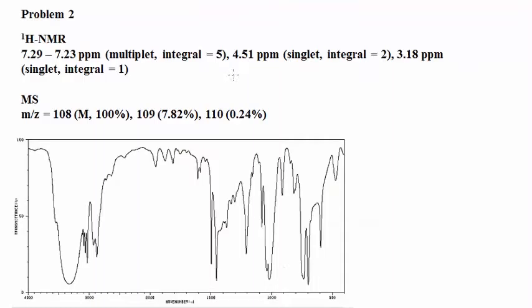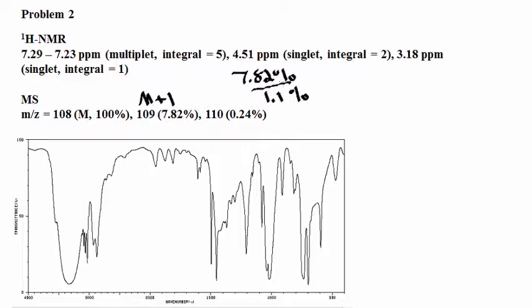Alright, question number 2. Here we're given a problem that's very similar to the one that we just completed, and so we'll be able to go through this rather quickly. Looking at the mass spec data first, we see an M over Z of 108 being our molecular weight of the compound, so that's our 100% relative abundance. So this is the molecular mass, 108.